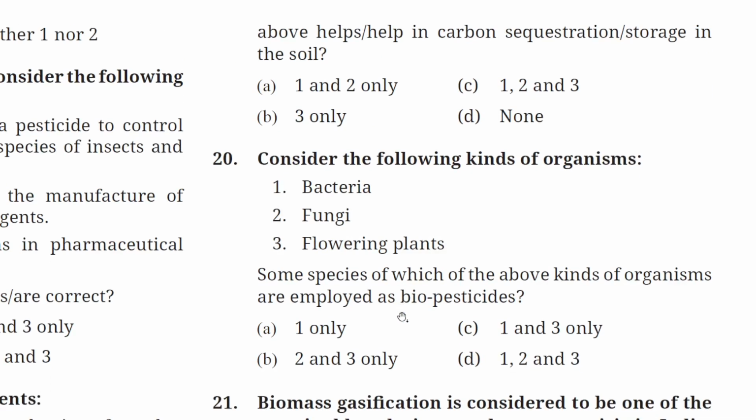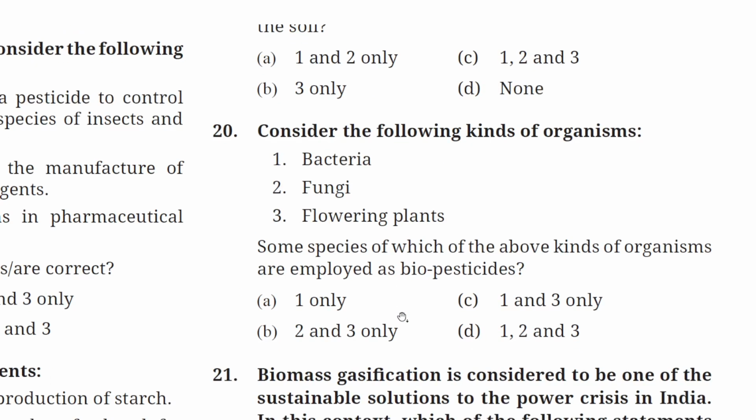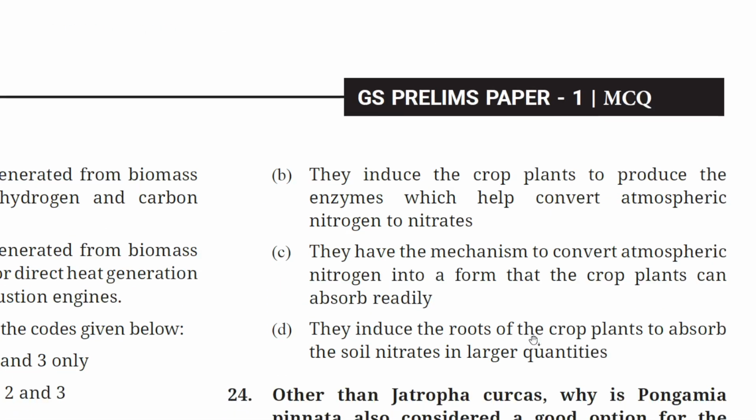Consider the following kinds of organisms: bacteria, fungi, and flowering plants. Some species of which of the above kinds of organisms are employed as biopesticides? Basically, some species of which among the following? Almost all the categories, but some species can be employed. So the answer is D, 1, 2, and 3.